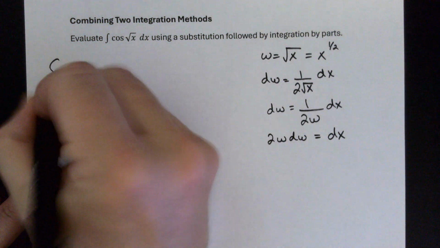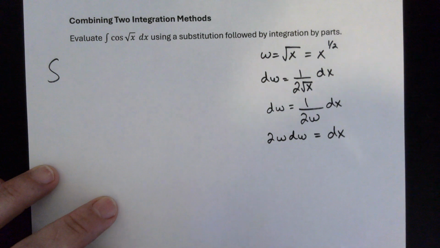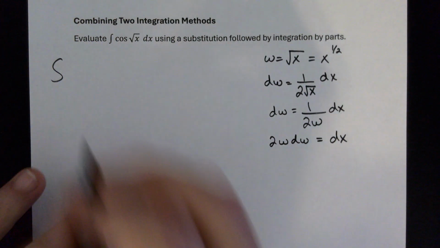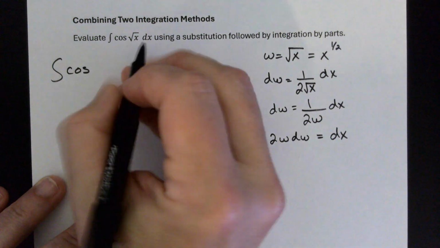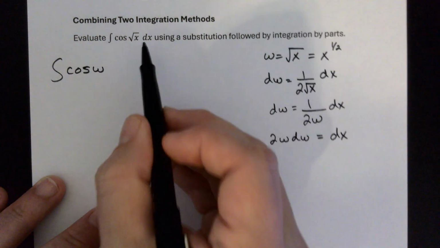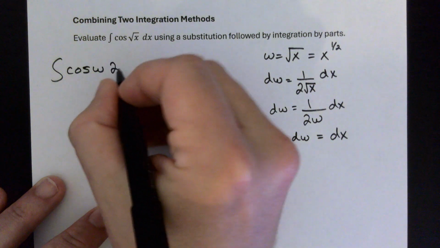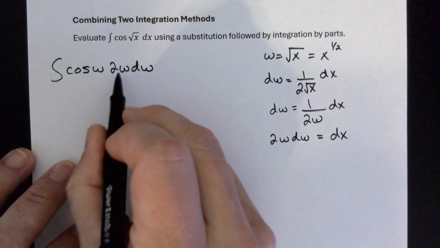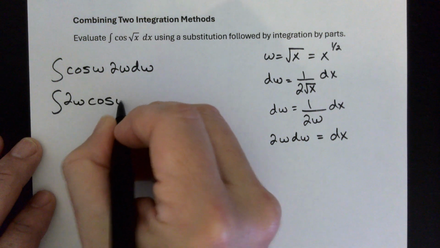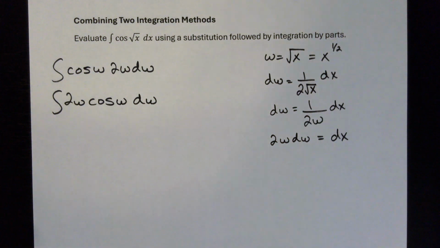So this is going to be the integral of cosine, and instead of the square root of x, we're going to use that substitution, which is w. And then the dx right here, we know it's equal to 2w dw. I'm going to write that 2w out front, so let me write it again: 2w and then cosine of w dw. Okay, so there's the integral that we're going to be looking at. We no longer have a square root.